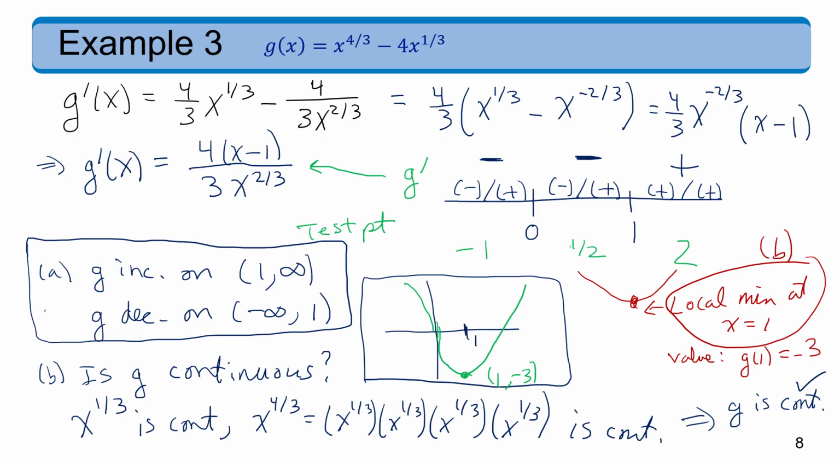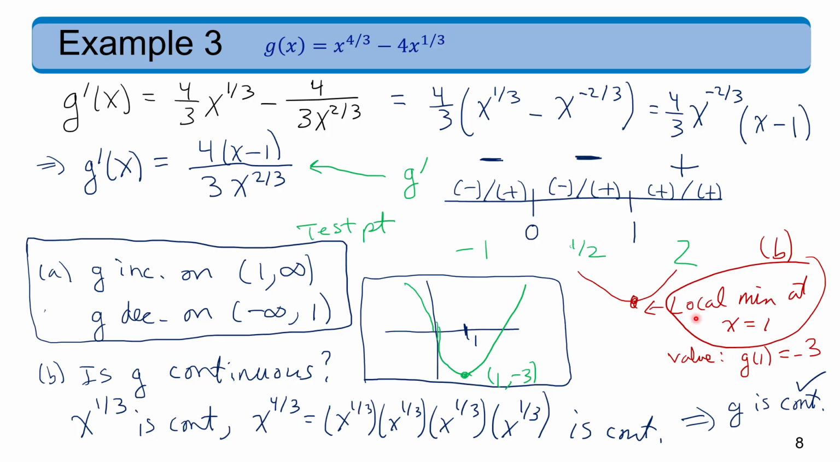So let's check the increasing, decreasing part. We said decreasing to the left of 1, increasing to the right of 1. We can see that here, right? 1 is the point where it switches. Decreasing when we're on the left, increasing when we're on the right. You can also see this is a local min, just like we identified here.